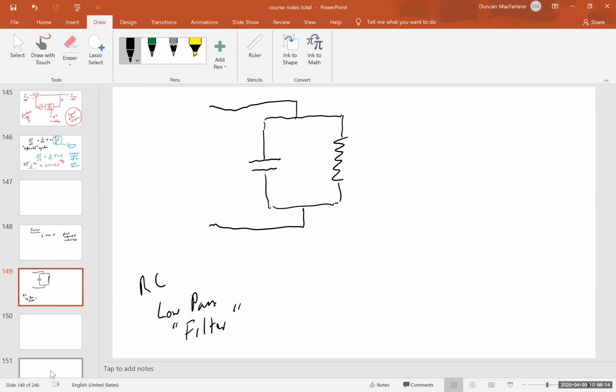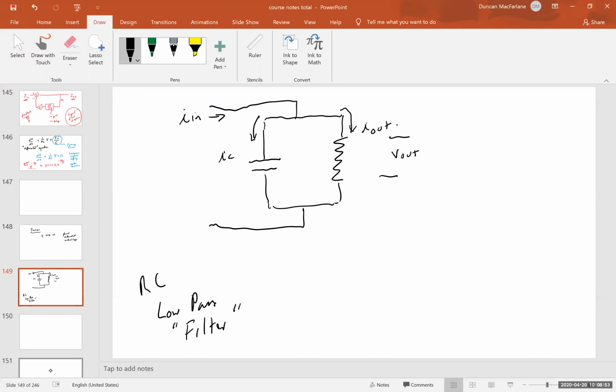So what I'll do is start labeling an I in, and an I out that flows through the resistor. I've got an I sub C that flows through the capacitor. I've got some sort of V out across the resistor, but notice the V out is actually across both of the elements, because the resistor and the capacitor are arranged in parallel.